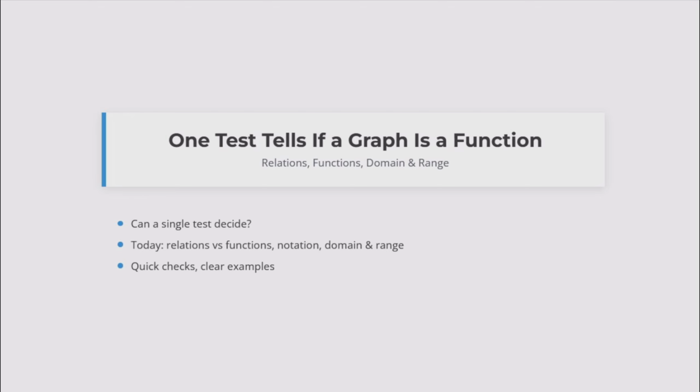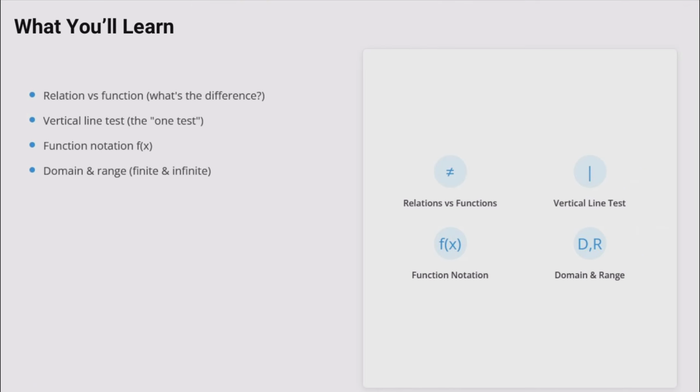We are also going to talk about whether we can use a single test to see if a specific thing is a function or not. After that, we will see the relationship between a relation and a function. What is the vertical line test, or VLT, why we use it, and what are its usages in order to see whether a specific relationship is a function or not. After that, we will talk about function notation, which we know as f of x, and at the end, domain and range.